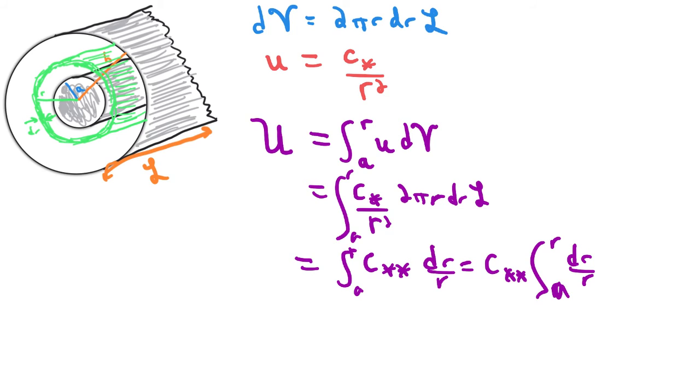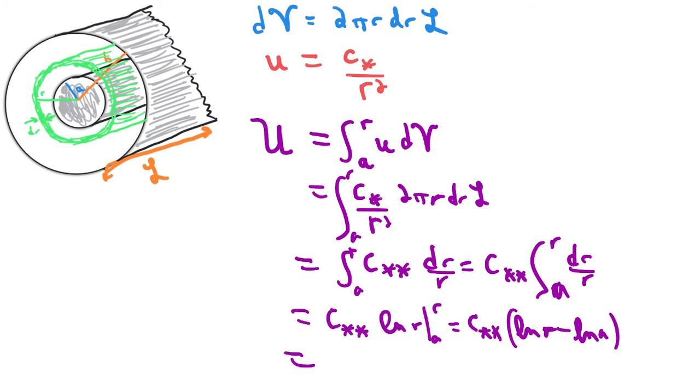And that's easy to integrate. That's going to be natural log, right? So we'll have C double star, natural log r evaluated from a to r, which is C double star, natural log r minus natural log a. And then the trick, of course, is that difference in natural logs is the log of the quotient. So we get C double star natural log r over a.